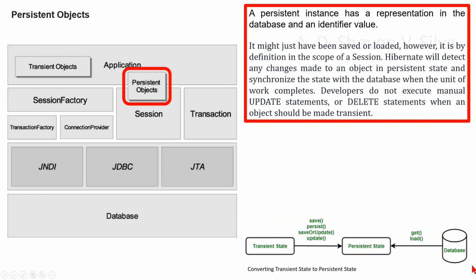Here you can see converting transient state to persistent state. Here you can see using the Hibernate session, save the entity object into the database table. Here you can see using the Hibernate session, load the entity object into the database table. Here transient state is connected to persistent state. Save, persist, saveOrUpdate, and update methods are from transient state to persistent state. And here database is connected to persistent state. Get and load methods are from database to persistent state.